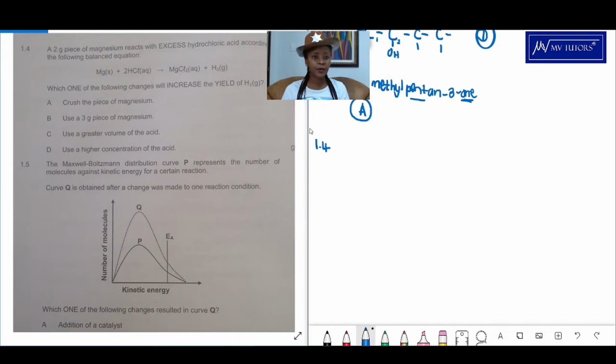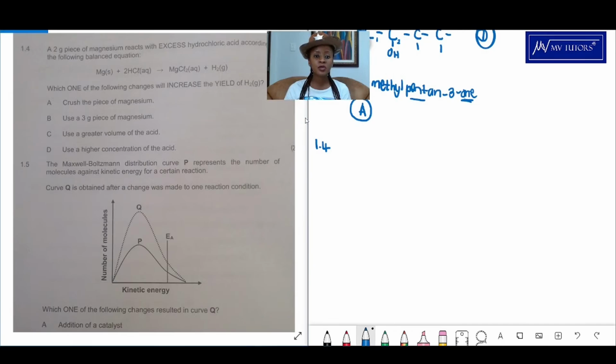Alrighty, so 1.4. A 2-gram piece of magnesium reacts with excess hydrochloric acid according to the following balanced equation. Okay, so you have a solid magnesium piece, and you have hydrochloric acid, which is in excess. Then you have the magnesium chloride salt and hydrogen gas. Okay, so now which one of the following changes will increase the yield of hydrogen?